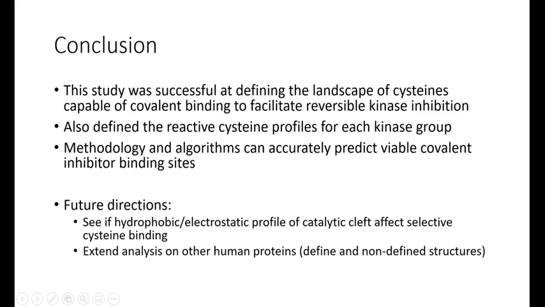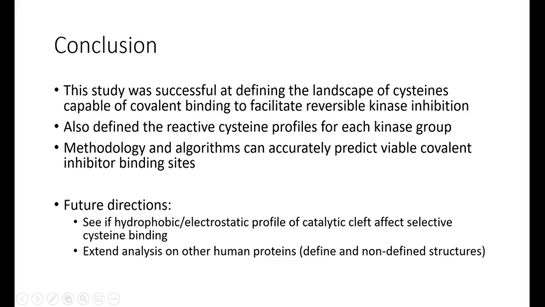This study was successful at mapping the landscape of reactive cysteines across the main kinase groups. The results of the study matched several previously discovered cysteine locations and drug targets reported in literature. This suggests that the methodology and algorithms used in this study can accurately predict viable covalent inhibitor binding sites. There are several directions future investigative steps can take. More research is still needed to confirm if the identified cysteines from this study would make viable covalent drug targets.